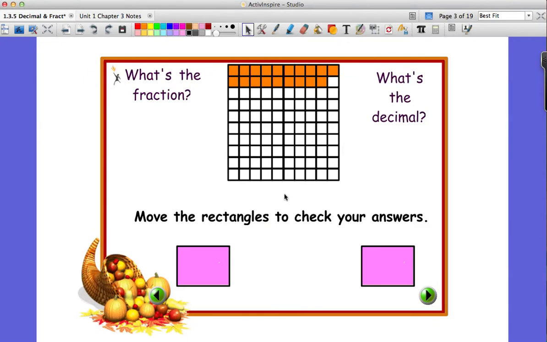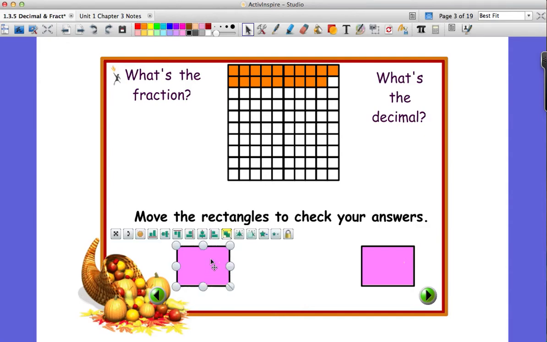All right, so I want you to take a moment. I want you to find the fraction of colored in boxes, and then I want you to find the decimal. Remember to look, though, how many boxes are there and how many are shaded in. When you come back, we'll go over your answer.